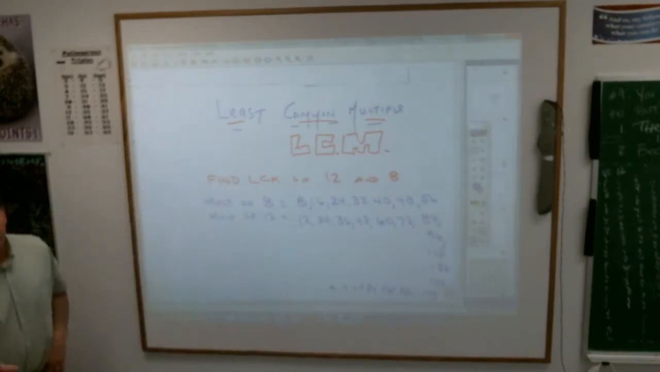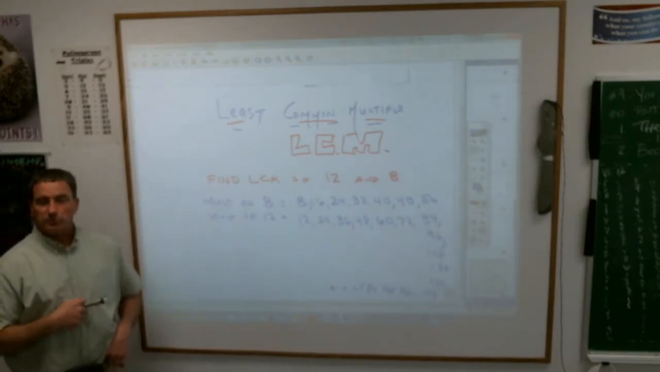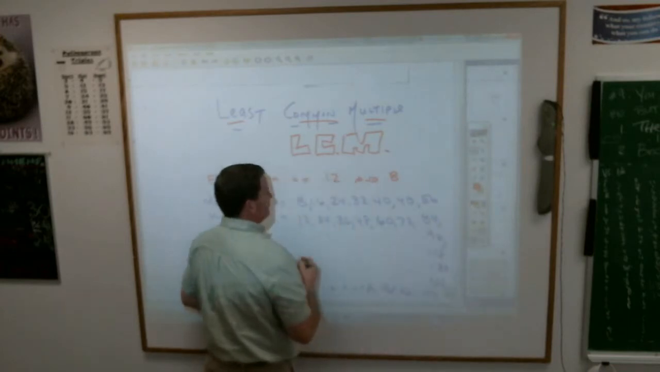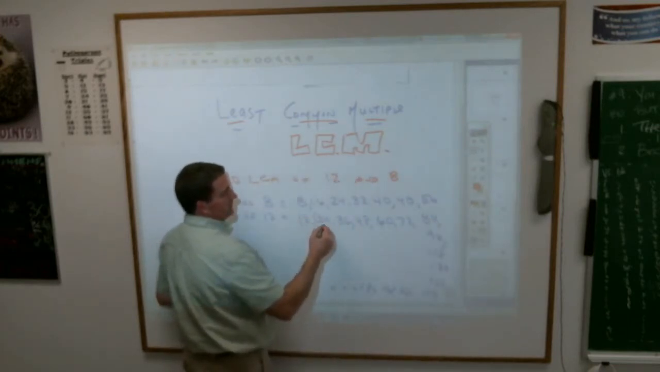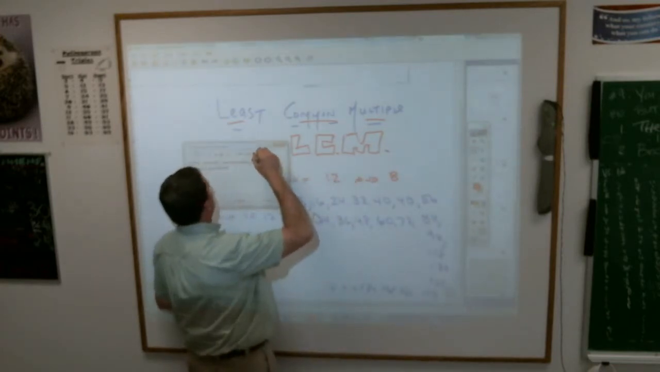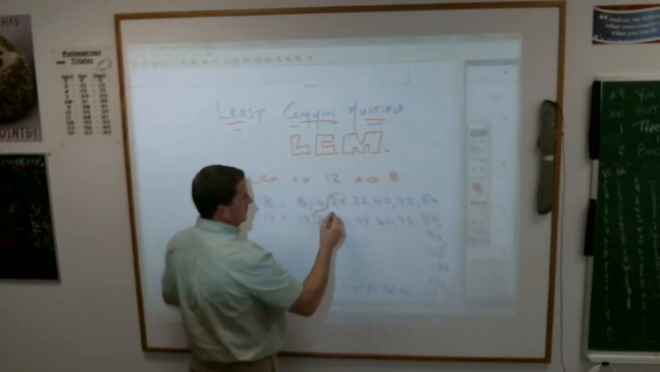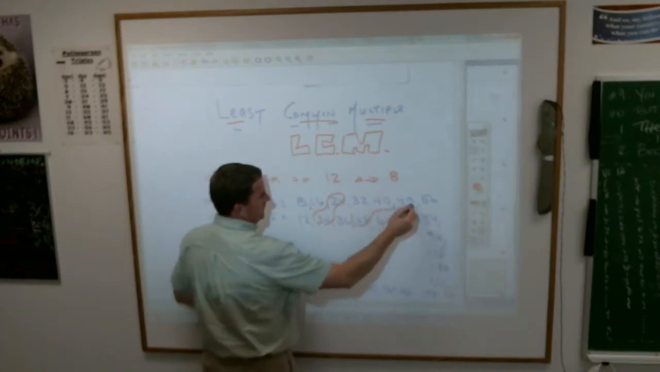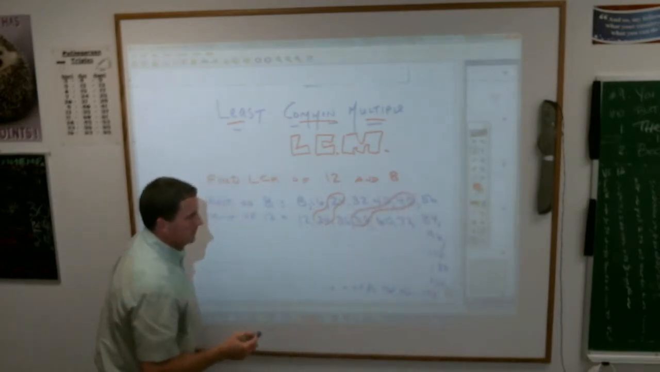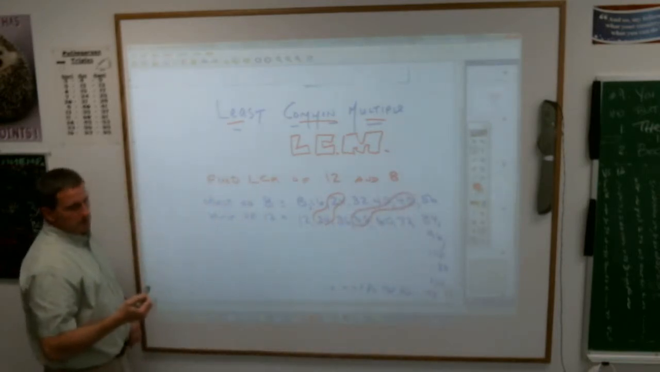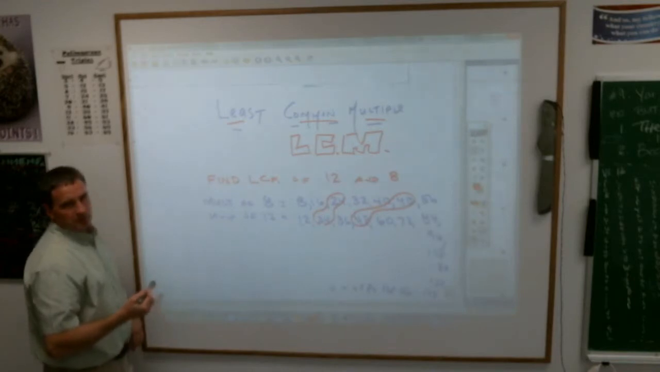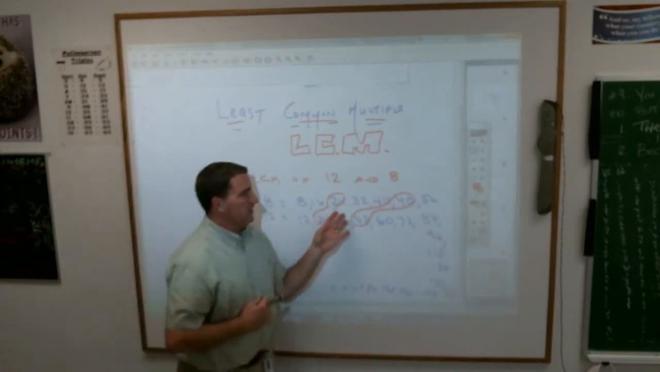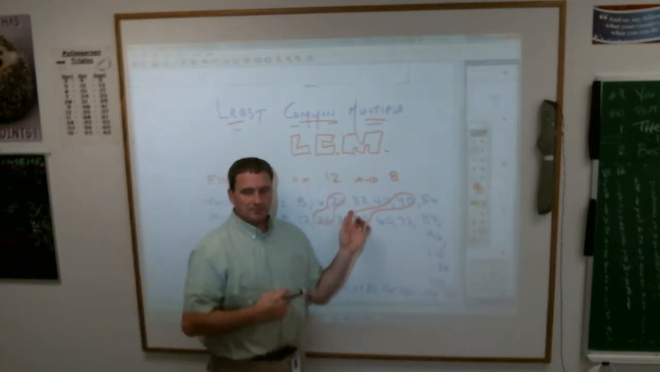If I asked you to give me all of the common multiples, what multiples do they have in common? Well, let's see. The first one they have in common is this, right? And then they have 48 in common. Are there more? Oh, absolutely. The only reason we don't have more is because I stopped at 56.